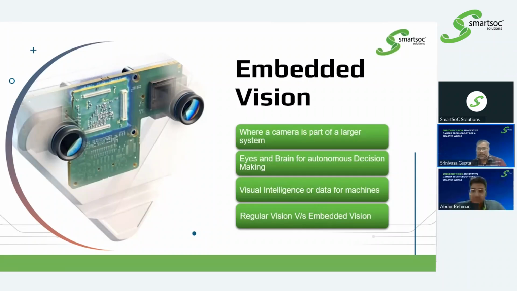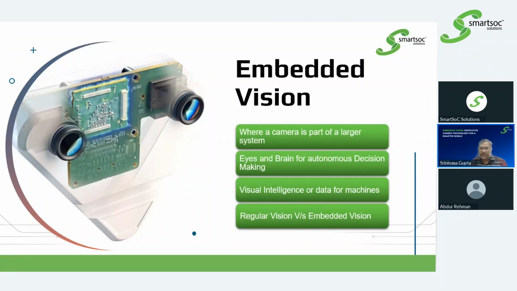So if it is only recording and displaying and all that, that is only vision. But embedded vision means we need to take a decision based on what is available. Okay, that is embedded vision. So most of our applications are real-time applications. Nowadays, whatever is appearing, those are embedded vision.